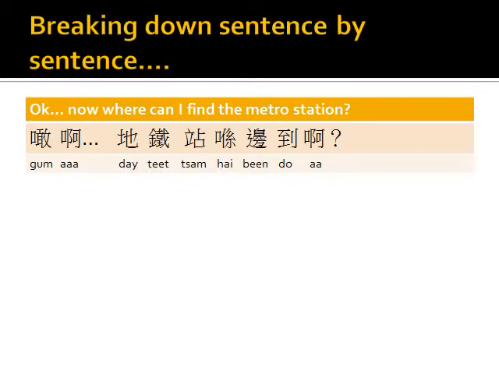Okay, so in Cantonese, this sentence says 咁啊，地鐵站喺邊度啊? In English, it translates to, "Okay, now where can I find the metro station?" As you see here, 咁啊 means more or less okay. It's an expression used like he's thinking, trying to see how he could fix this situation, or he's deciding whether or not he would accept this opinion or whatever.